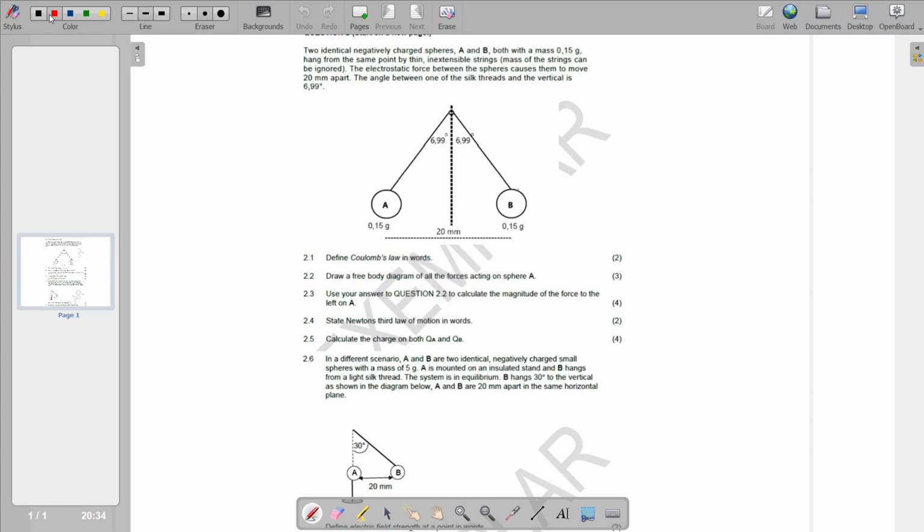The angle between one of the silk threads and the vertical is 6,99 degrees. So the first thing that we should do here is to convert the 20 millimeters into meters, because you are working with meters. And then the second thing, convert the mass into kilograms, because it is given in grams. So the first thing here that we're going to do, we'll convert the mass.